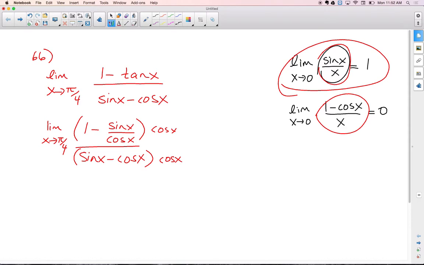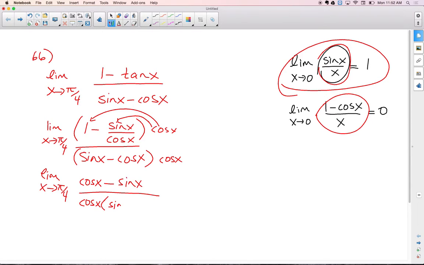It's clearing the fraction. So now we get the limit. This falls right out too now. You're going to be amazed. What do you get here? Cosine minus, what do you get here? Sine. Bottom, you're going to get cosine x times sine x minus cosine x.